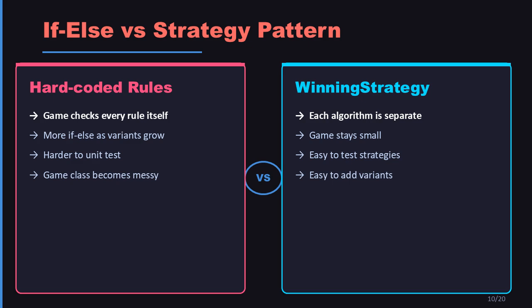Without strategy pattern, game becomes responsible for every rule. Normal win, larger board win, connect 4-styled win, bot mode, maybe even reverse tic-tac-toe. The if-else chain grows inside the main game class. With strategy pattern, game only knows that a winning rule exists. The rule itself lives in a separate class, so the design stays clean.